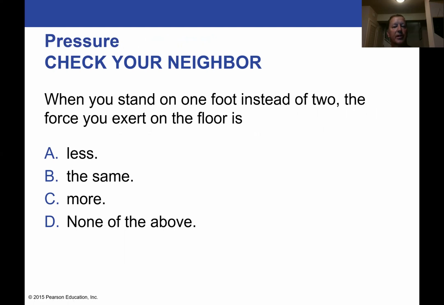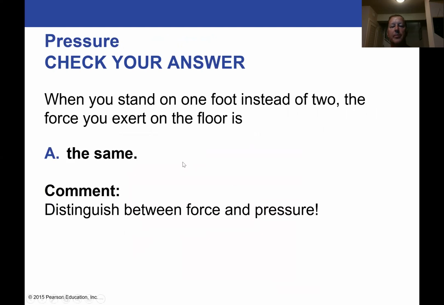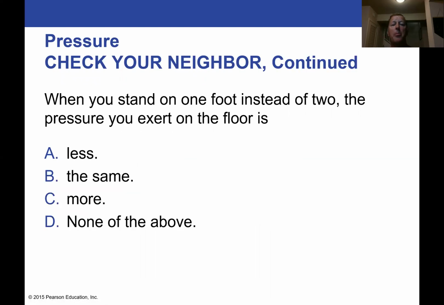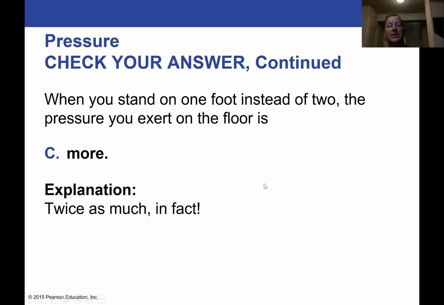The force now, okay? Not the pressure, the force. Well, the force is the same because push down 1 foot, push down 2 feet, the force is still the same, okay? But what about the pressure? P equals F over A. Force is the same. Area is smaller. So then the pressure I exert on the floor must be more. That's right. So twice as much because I'm only standing on 1 foot instead of 2.